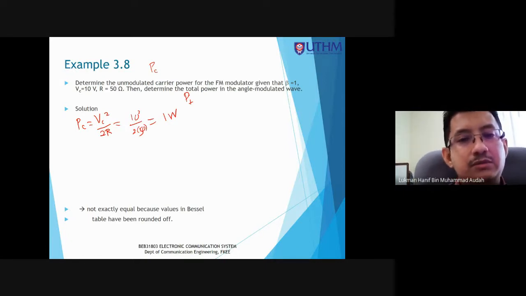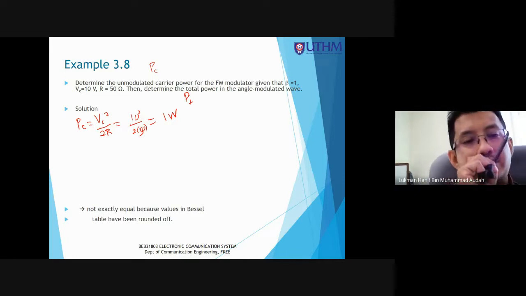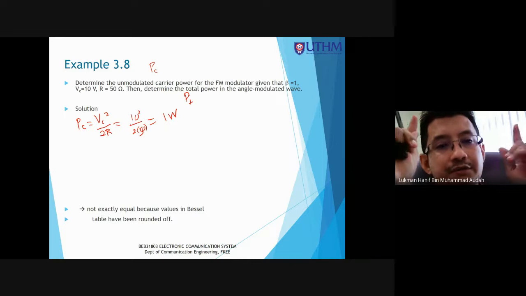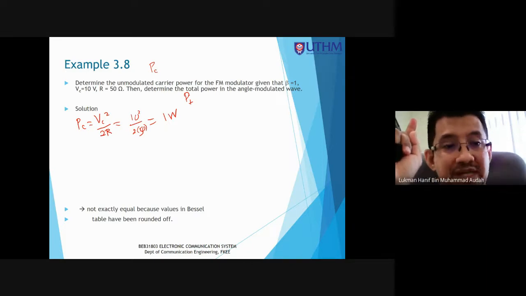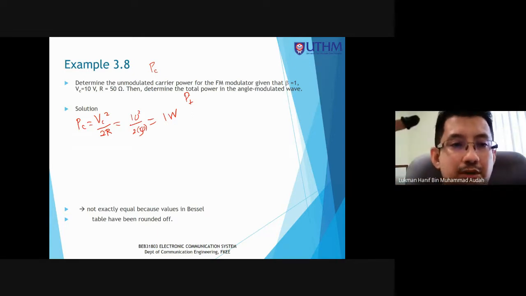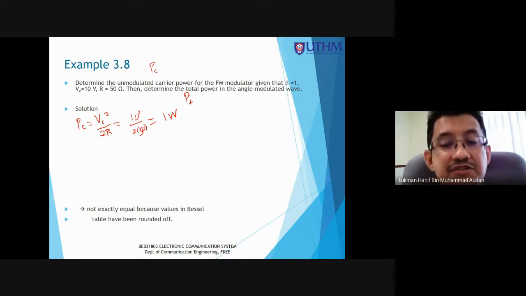And then what? So we want to calculate the total power PT using the long equations. If you want to use the long equation, that means we need to refer to the Bessel table. If you want to refer to the Bessel table, first of all, we need to know how much is the value of beta. Kalau tak tahu nilai beta, kita tak boleh nak rujuk Bessel table. So beta is given as 1.